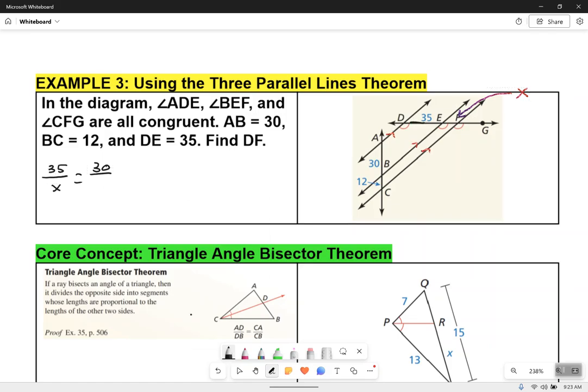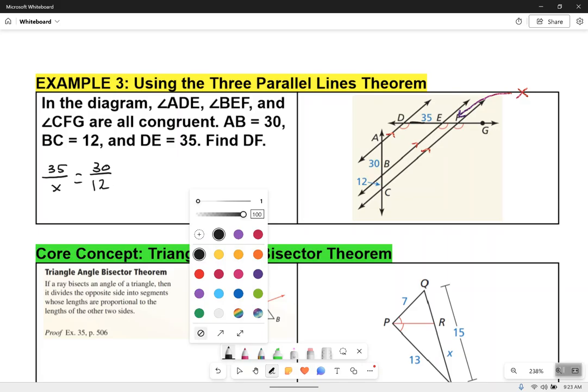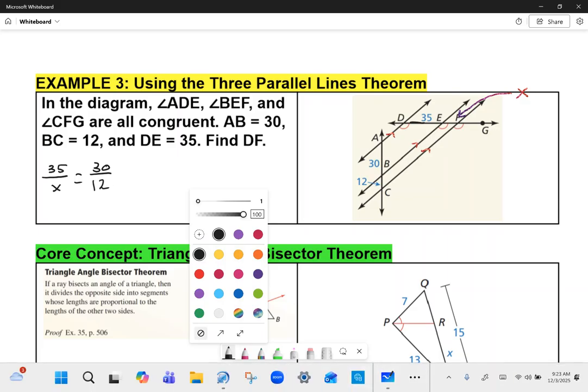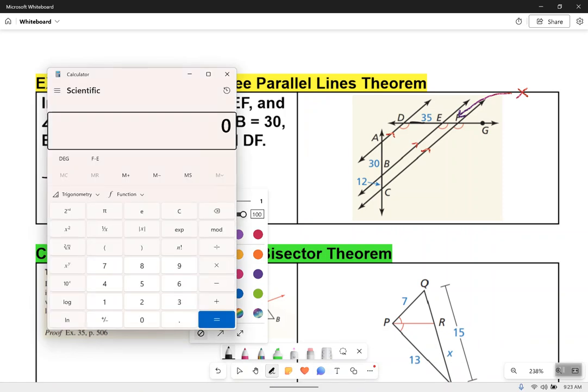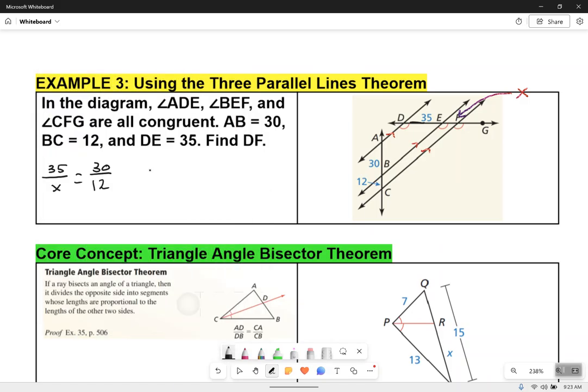All right, I don't have a calculator in front of me, my friends. Actually, I do. I lied. Here. What would I multiply and divide, kids? 35 times 12? Divide by what? What do we get? 14. Okay, so X is 14.